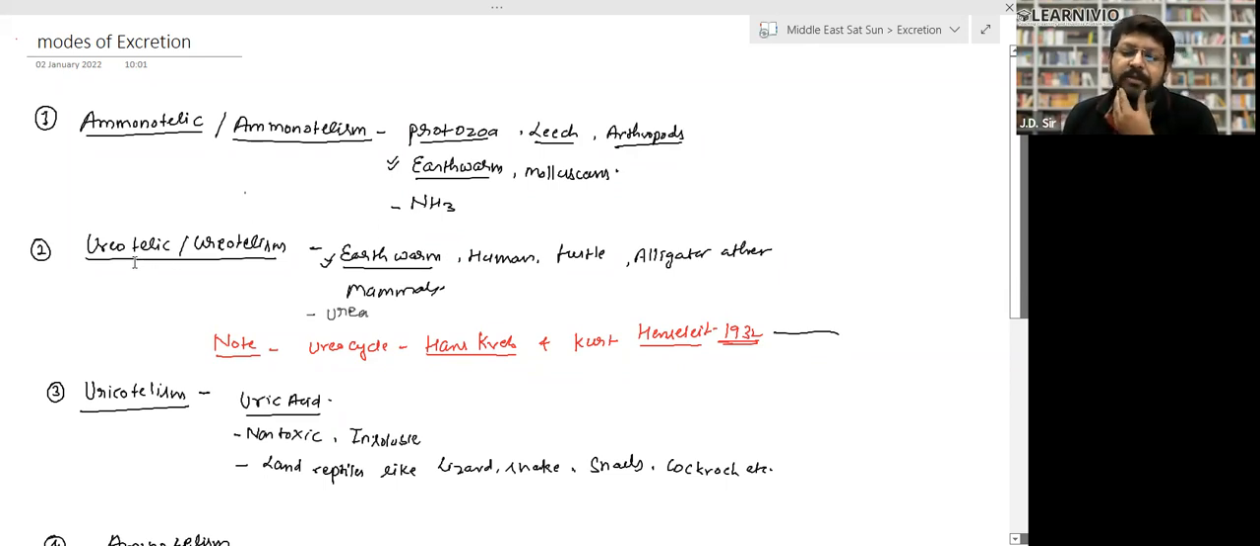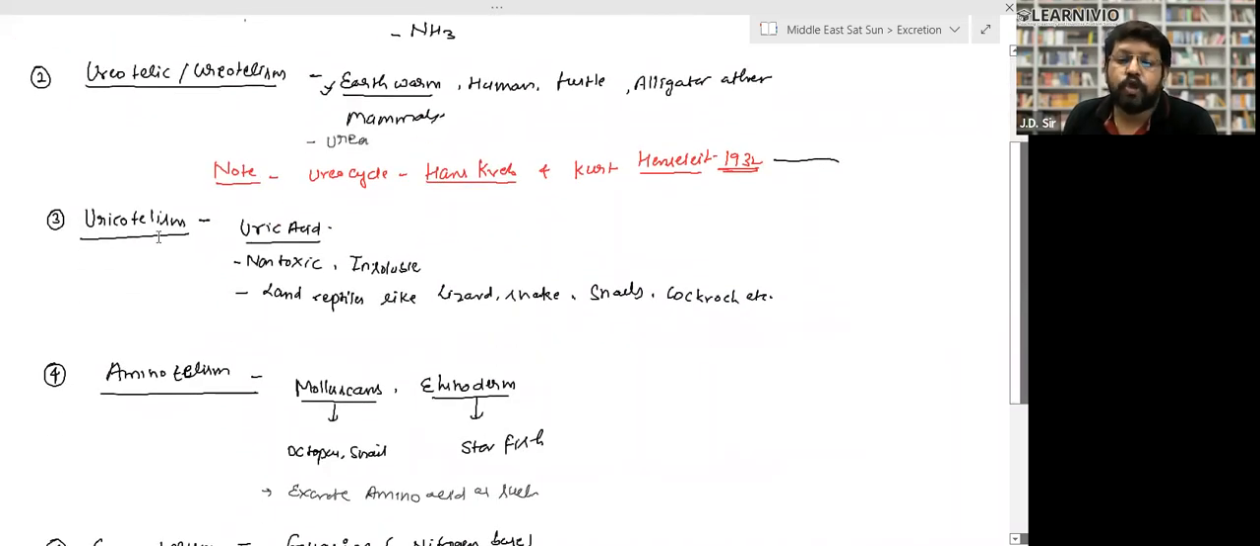Then there are certain animals which remove urea, not ammonia, not uric acid, so we call those organisms ureotelic. Ureotelic are those organisms which excrete urea from their body, like humans, right? So we are called ureotelic. Next, the third one is uricotelic. Uricotelic are those organisms which remove nitrogenous waste in the form of uric acid. Example: lizard.